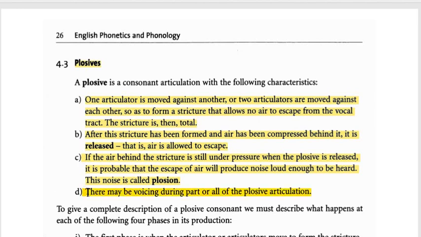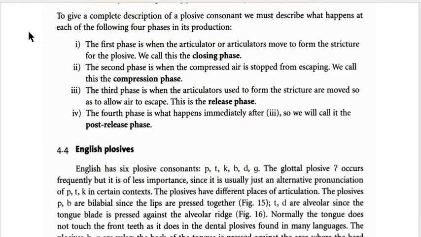So the fourth stage of the production of the plosive sound may or may not include voicing. There may be voicing during part or all of the plosive articulation, or maybe not. We have discussed voicing in the previous lecture. To give a complete description of a plosive consonant, we must describe it as it happens in each of the following four phases in production. So you see that these are the four stages that describe what happens when you are making a consonant sound.